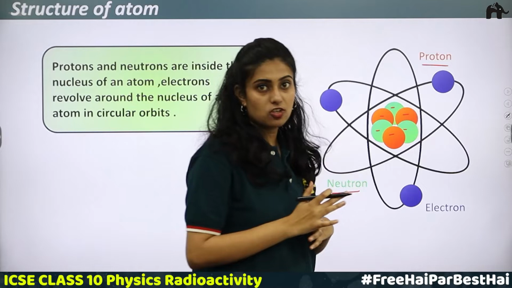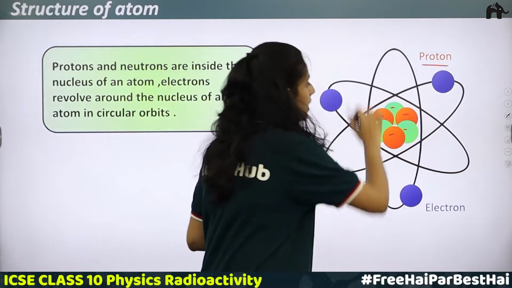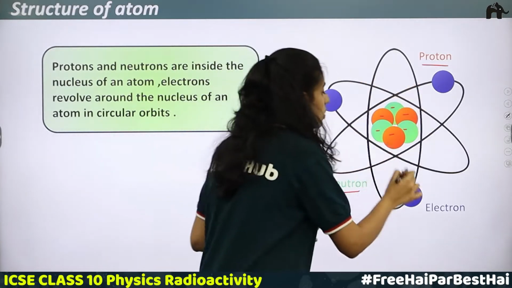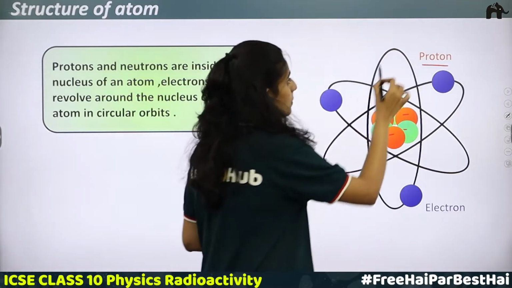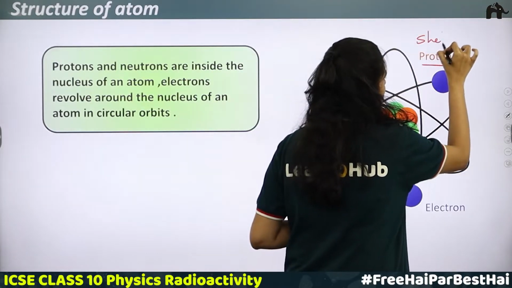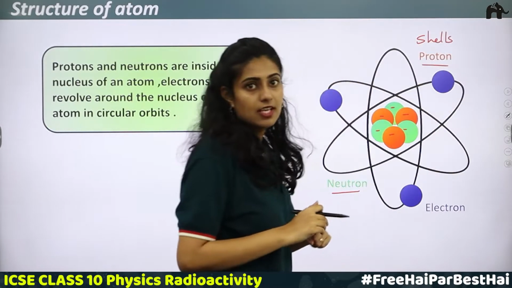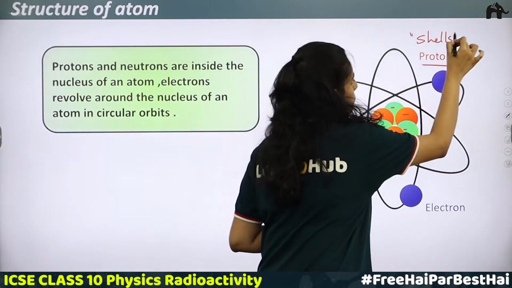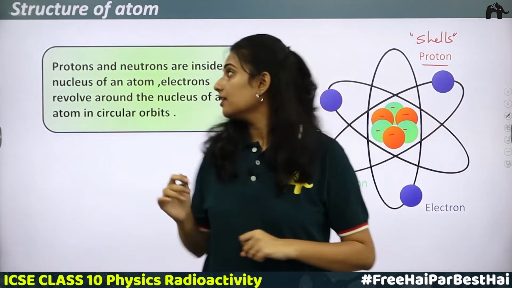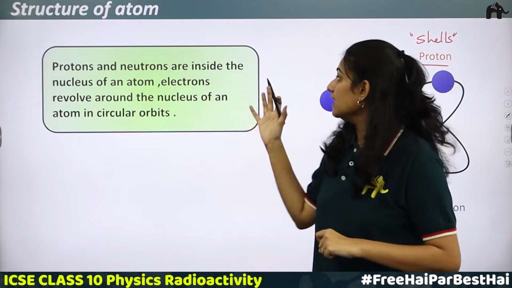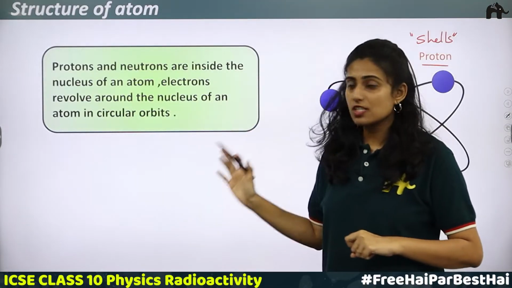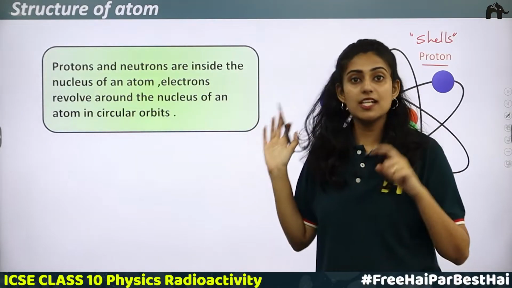And then we have electrons. These electrons will be revolving around the nucleus in circular orbits. These circular orbits are also called shells. Protons and neutrons are inside the nucleus of an atom. Electrons revolve around the nucleus of an atom in circular orbits.